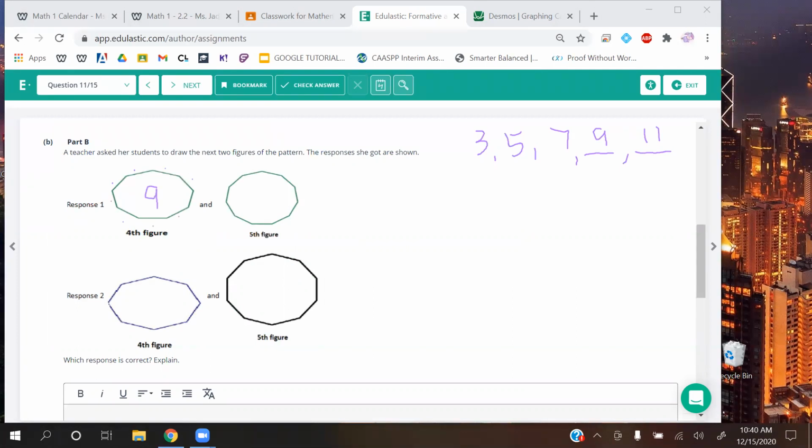1, 2, 3, 4, 5, 6, 7, 8, 9. Okay. 1, 2, 3, 4, 5, 6, 7, 8, 9, 10, 11. Well, that looks good. Let's take a look at response 2. 1, 2, 3, 4, 5, 6, 7, 8. Uh-oh.